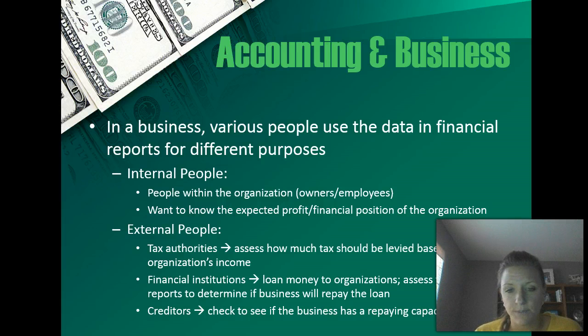Financial institutions loan money to organizations. So basically a bank is going to want to see your financial data in order to determine whether or not you're a trustworthy organization to loan money to, and making sure that you'll repay them for sure. And same with other creditors. They're going to check to see if the business has a repaying capacity. So what do they have for assets or like collateral that they could give up in order to receive loans.